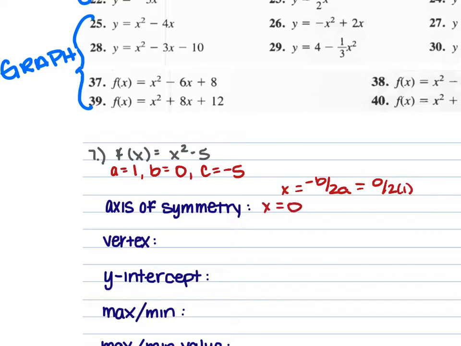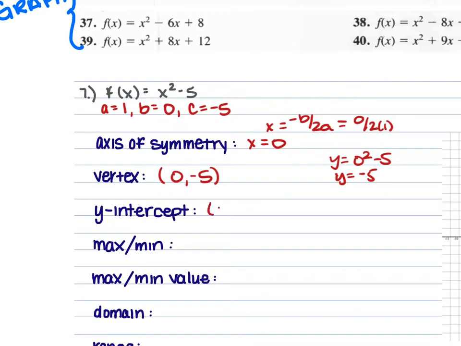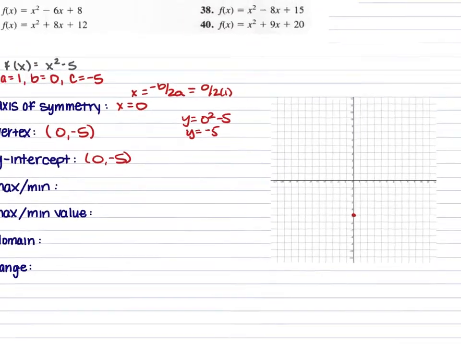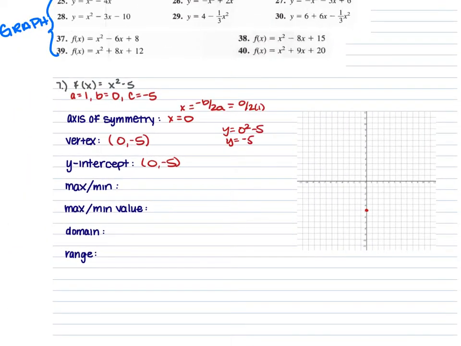If we plug that in, we get what y is equal to. So then we would have y is equal to 0 squared minus 5. So y is equal to negative 5. So that vertex is 0, negative 5. Our y-intercept is also 0, negative 5. So we can graph this first point here, and then we can look at our next value, our maximum or minimum.